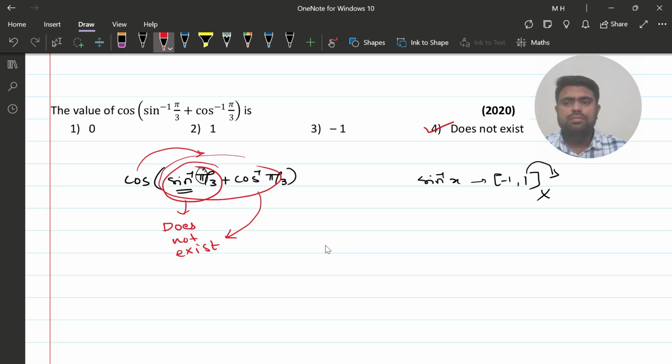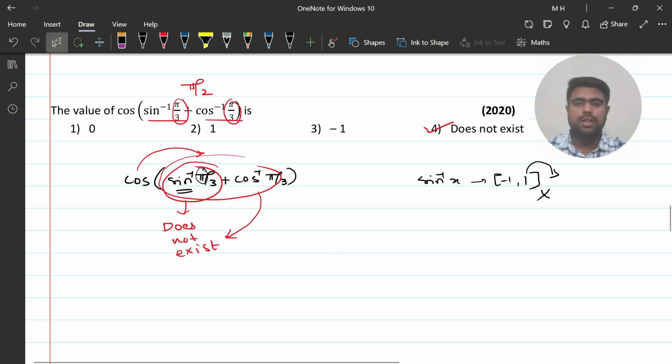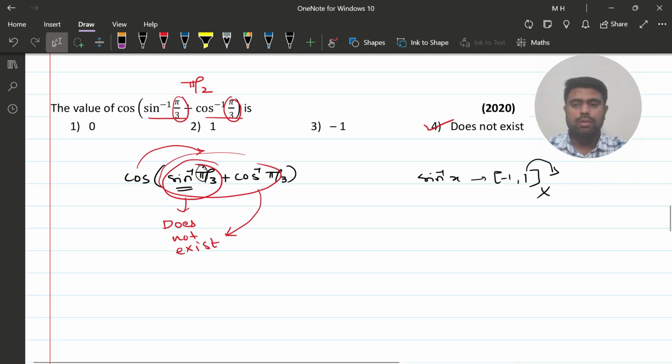And also when you look at sine inverse something plus cos inverse, you don't immediately write it down as pi by 2. See, this becomes pi by 2 only when this and this are well within the domain. So you first check the domain and then proceed further. So that is what you have.